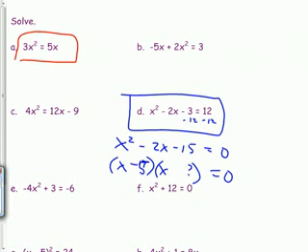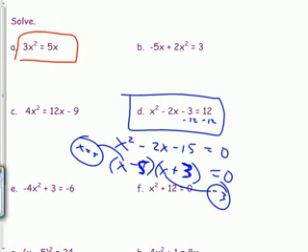Negative 5 and positive 3. Excellent. Then that means the answers are x equals what for that? X equals 5, and x equals what for that? Negative 3. All right, so there's your two solutions. Okay. We're not going to try to do every problem here.